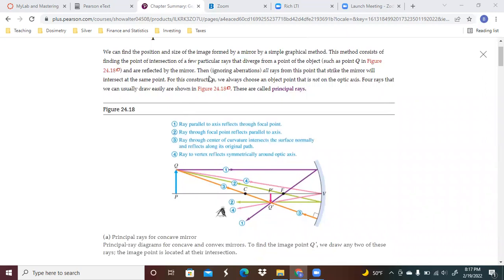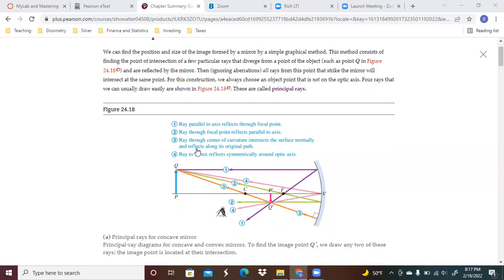For this construction, we're always going to choose an object point that is not on the optical axis. Four rays that we can usually draw easily are shown here in 24.18, and these are referred to as the principal rays. Number one, we've got a ray that's parallel to the optical axis and goes through the focal point. Ray number two goes through the focal point and reflects parallel to the axis. So it comes through here, and as it bounces back, it's parallel. We started out parallel, then went to the focal point. This cuts through the focal point and then turns parallel.